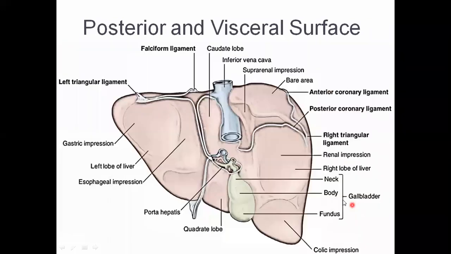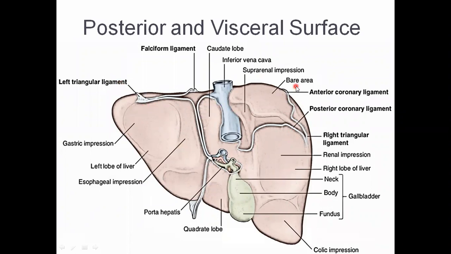Then we'll move on to the posterior and the visceral surface of the liver. On this surface, we have many relations. First we'll see about the posterior surface. This is the posterior surface, and this is the visceral surface. The visceral surface is related totally to the visceral organs, right? The visceral surface is also known as the inferior surface.